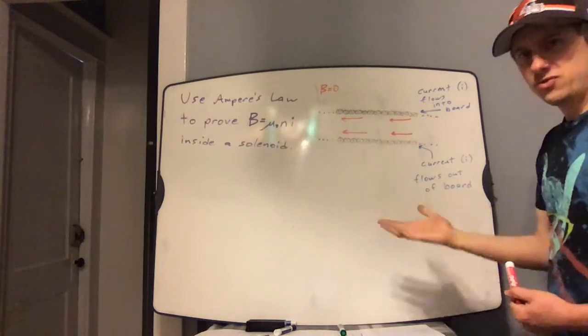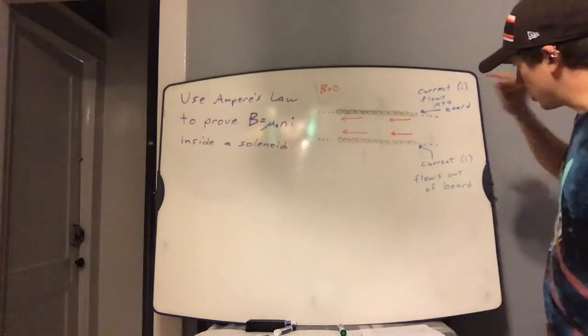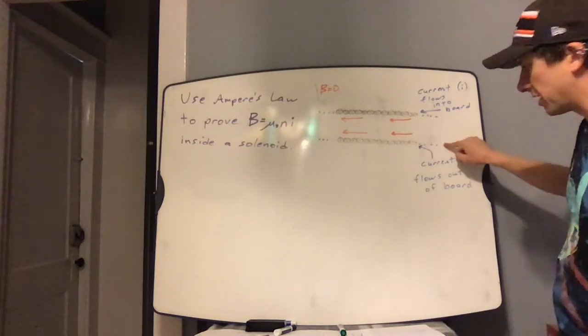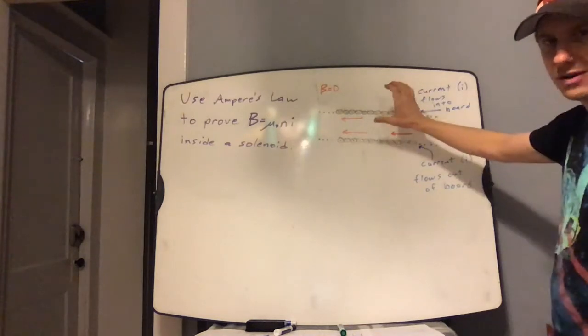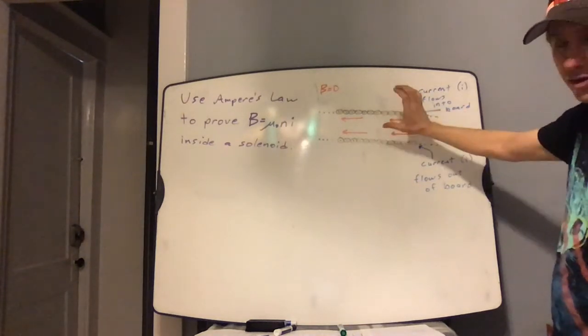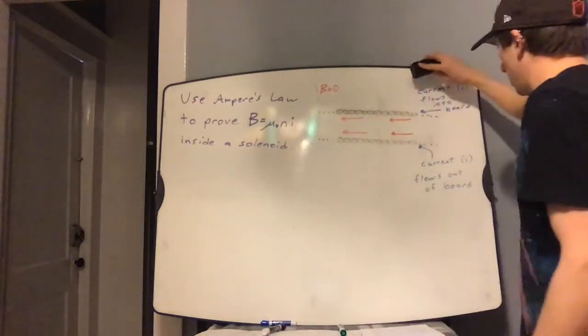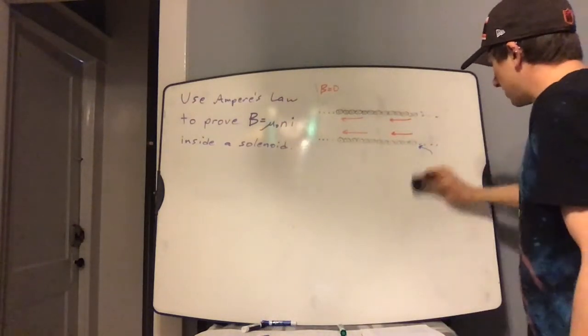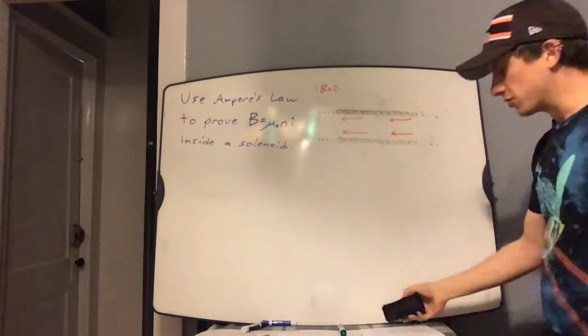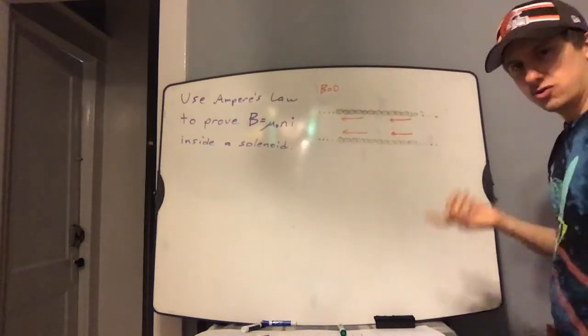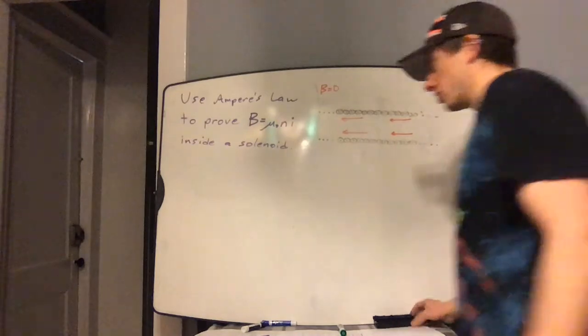Okay, so we use the right-hand rule because we know current flows into the board up here and out of the board down there. We found the magnetic field is pointing to the left. So, what is going to be the strength of the magnetic field? How are we going to arrive at that result? To do that, we're going to need to use Ampere's law.